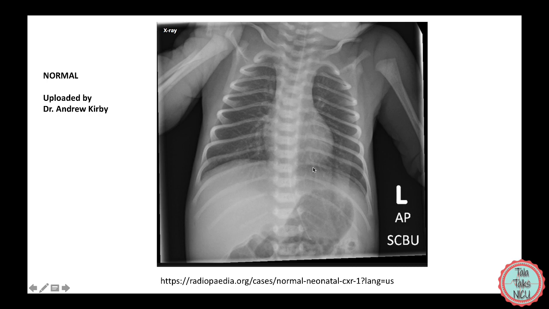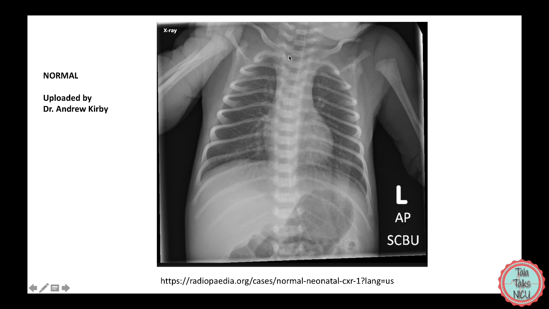The heart border looks good. It's mostly on the left side, which is what we'd expect. And we have good pulmonary vasculature. So you can see all these little vessels go all the way out to the edges of the lungs. So obviously less concerned again about a pneumothorax.